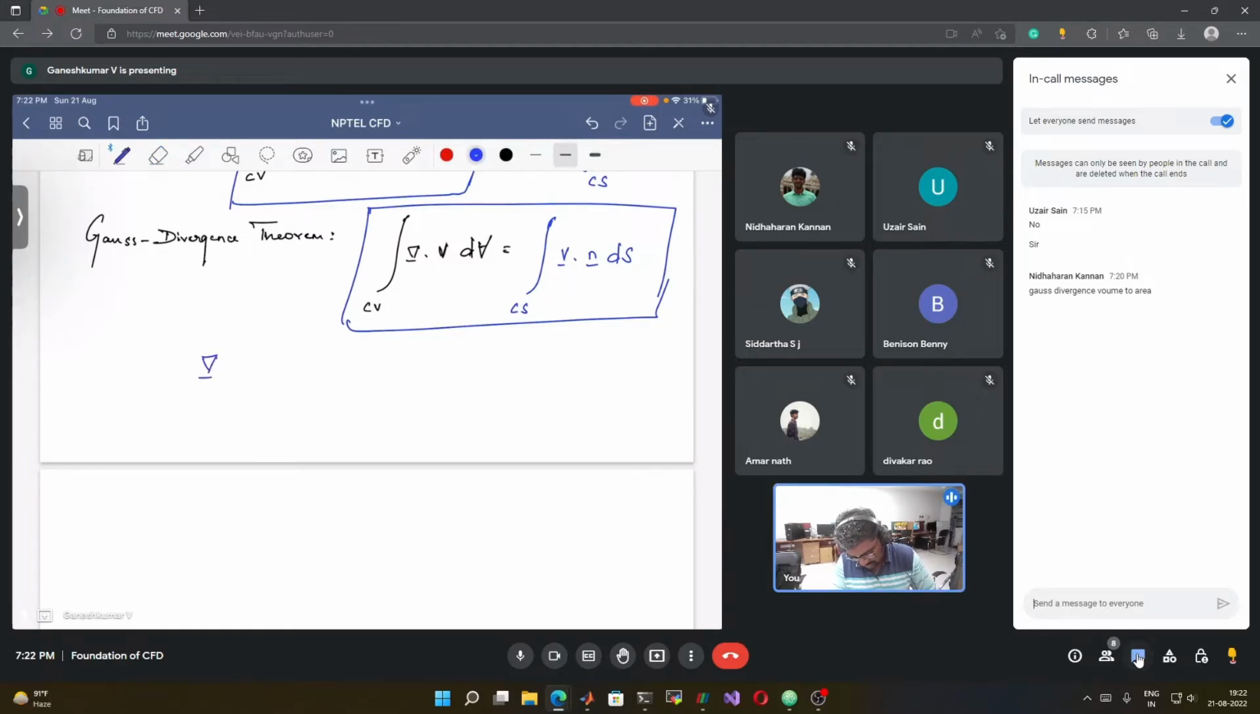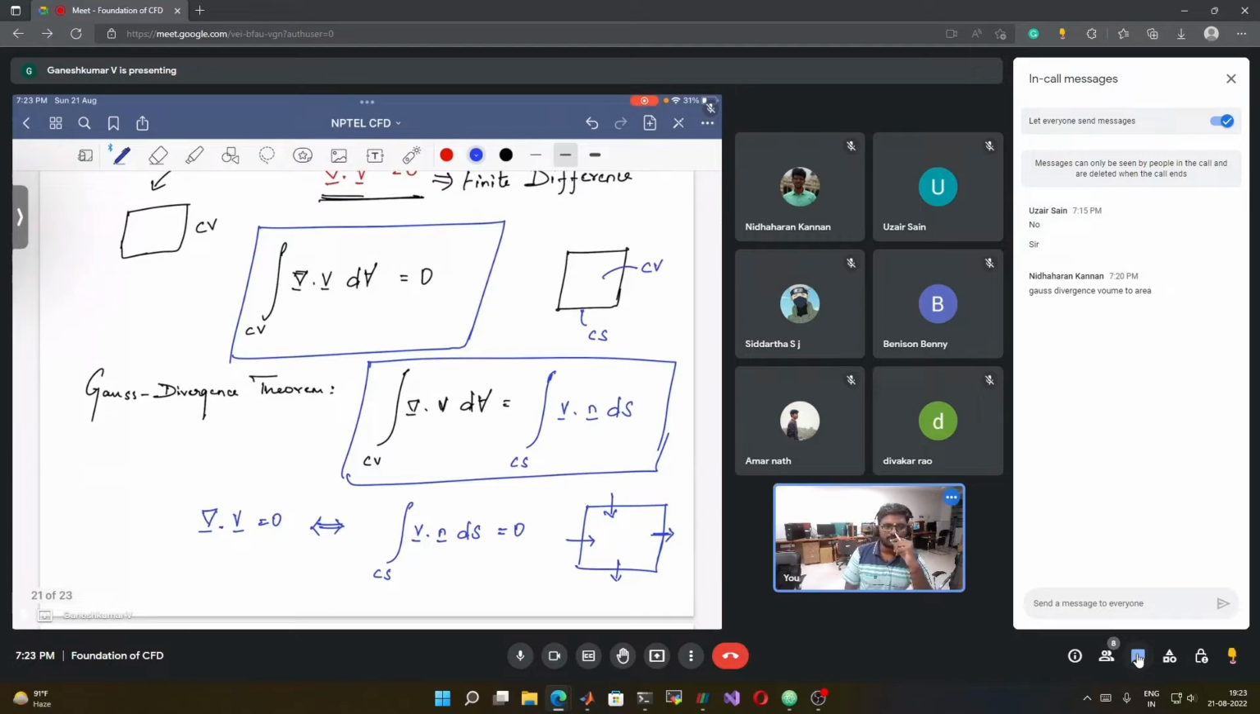So this del dot v equal to 0 becomes control surface integral v dot n ds equal to 0, right? So you need to find what is the flux crossing each surface. Just need to find flux crossing each surface of that control volume and you will satisfy the conservation principle. So that is how it is done. The divergence of V is converted into an integral form of equation. So these both are equivalent. Okay. Does that make sense?